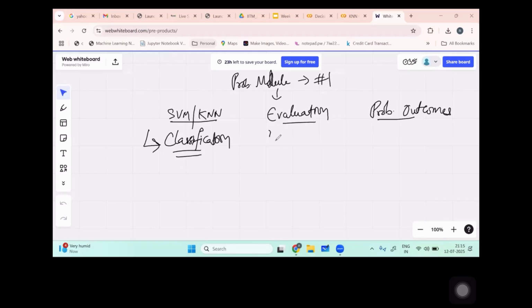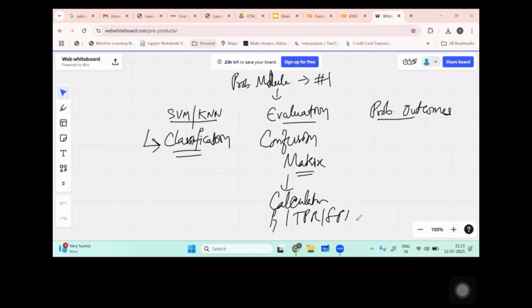In terms of evaluation, the major thing which actually decides everything is the confusion matrix. I hope we have gone through the confusion matrix calculator, where you have seen all the formulas regarding F1 score, true positive rate, false positive rate. Please confirm, everybody. I think multiple times I have discussed the classification evaluations, right?